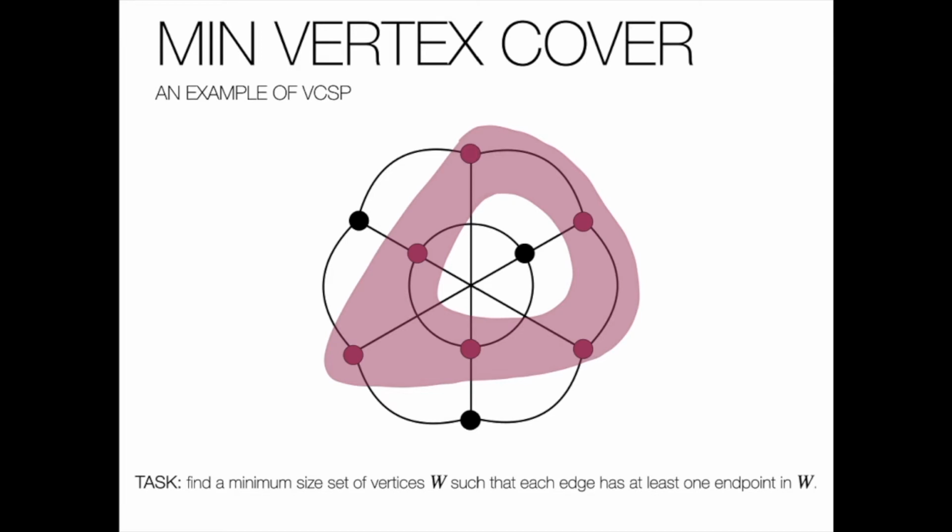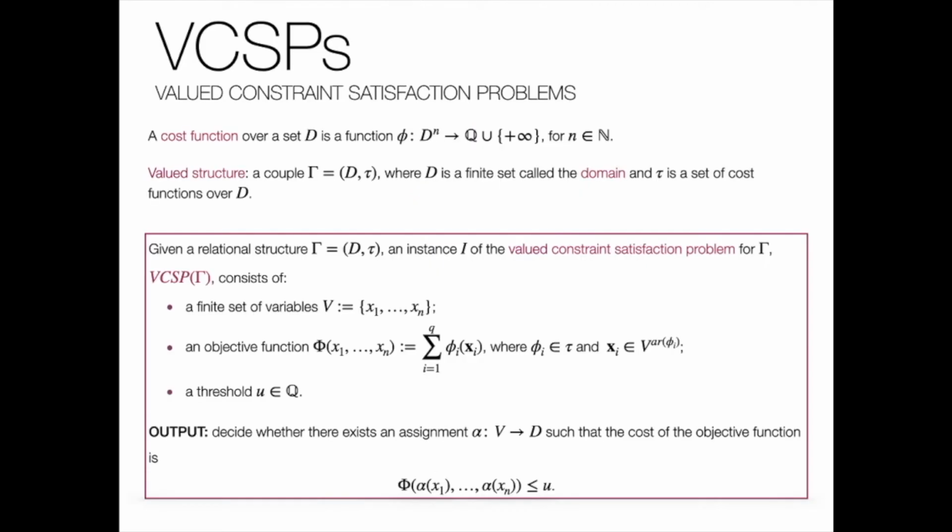VCSPs capture optimization problems, and to model preferences, the constraints are expressed using cost functions. A cost function over a set D is an n-ary function φ with domain D^n taking values in Q union the set containing the symbol plus infinity for some natural number n. A valued structure is a couple Γ = (D, τ), where D is a finite set called the domain and τ is a set of cost functions over D.